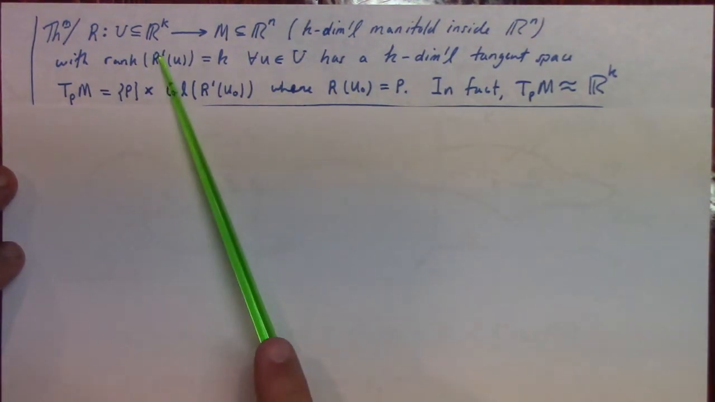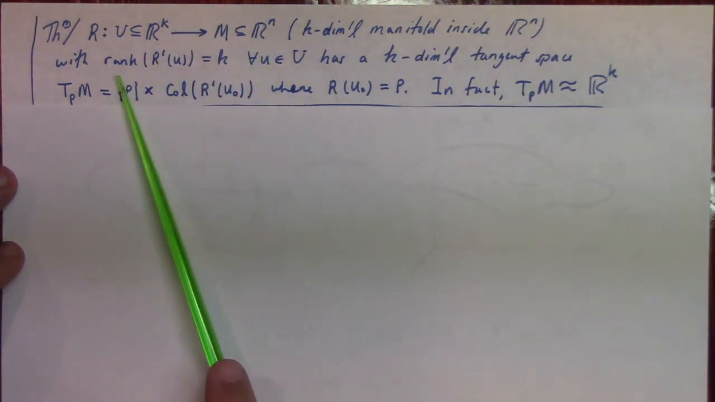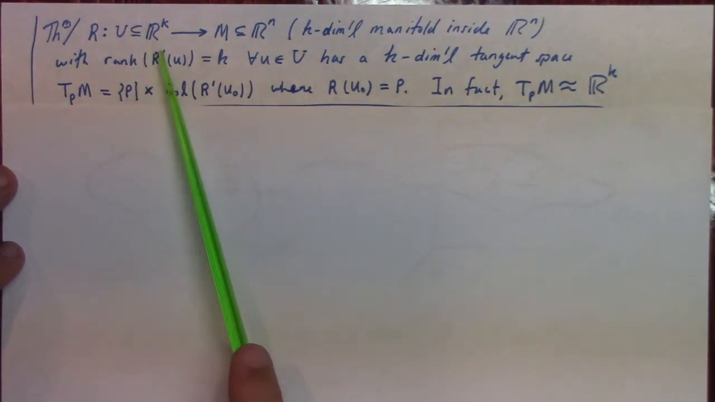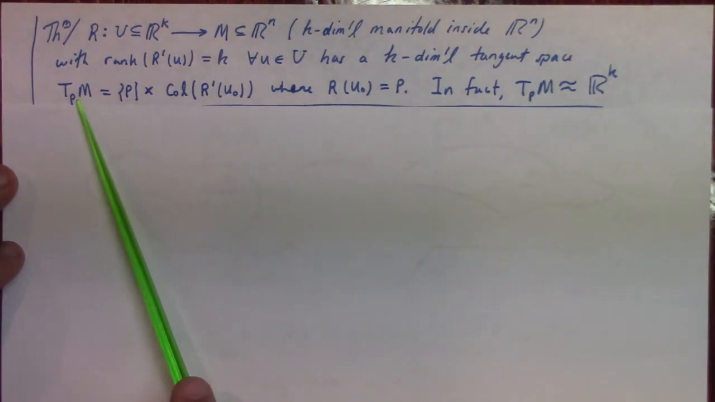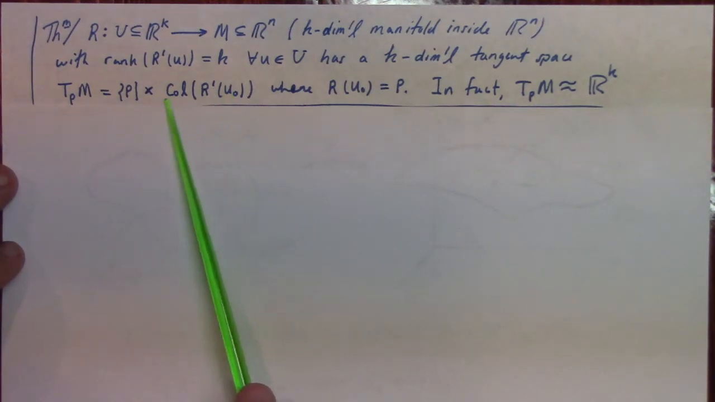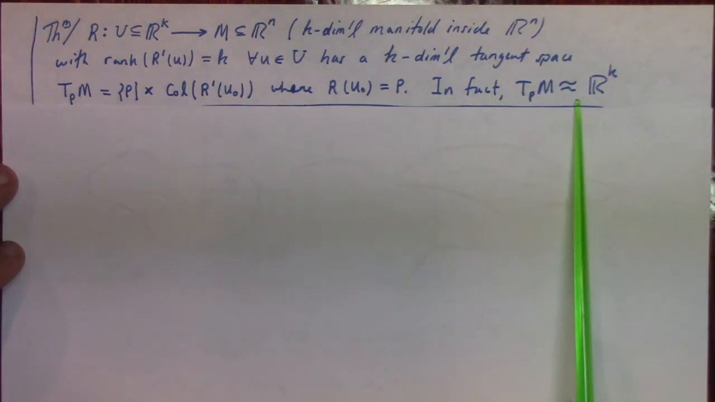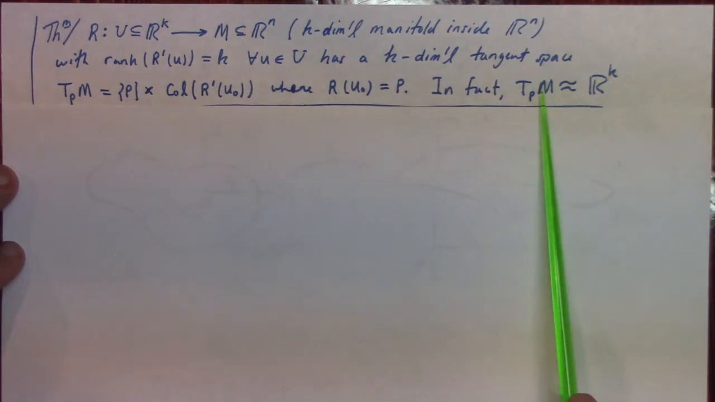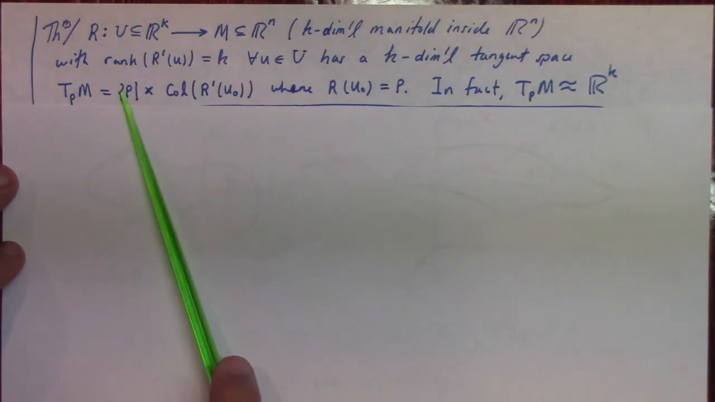So here's the theorem. If we have a patch of a k-dimensional manifold inside Rn, in other words, the rank of this map is k for all points in the domain of the patch, then it has a k-dimensional tangent space. And in particular, the tangent space is really just p cross the column space of R prime at u0, where R of u0 is p. In fact, we can find a vector space isomorphism between that guy and that guy. And the vector space isomorphism is essentially drop the p.